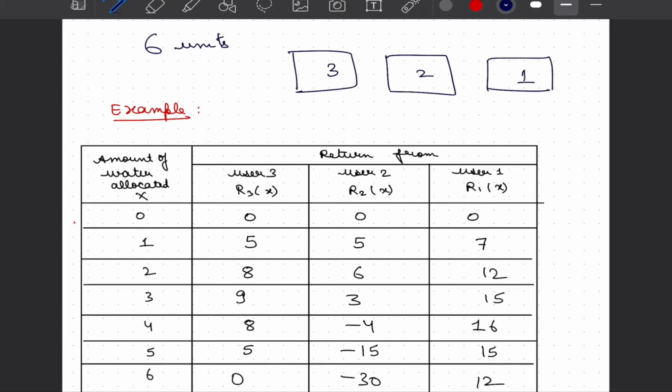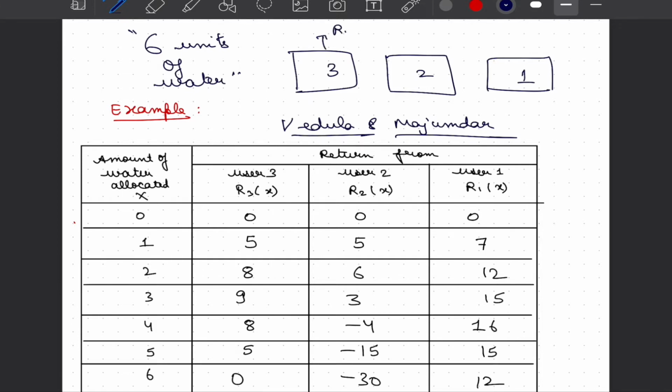Now, if you look at the example here, let us say that we have three users, user 1, user 2, and user 3. So this is 1, this is 2, this is 3. And we have in total 6 units of water available to us. This problem has been adapted from our textbook by Vedula and Majumdar, so in case you have any confusion, you can also refer to the solution there.